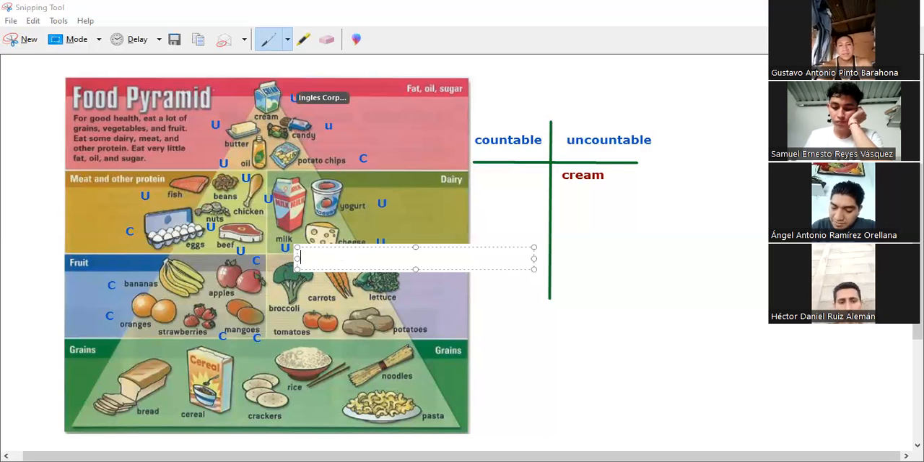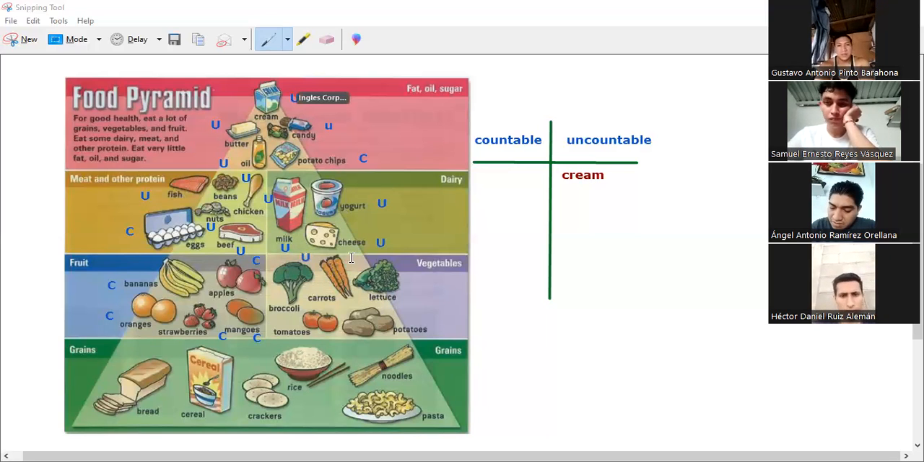So that's uncountable. Carrots. Countable. So, broccoli or cauliflower is the same thing. Okay?